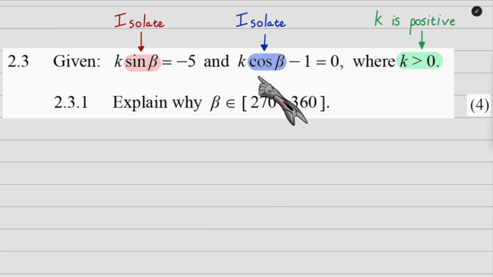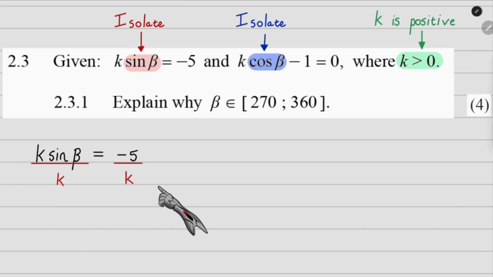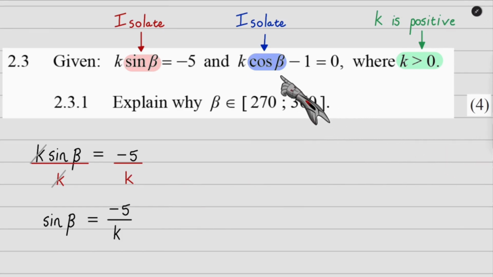Let's start off with the sine. And as discussed earlier, to get sine on its own, I'm going to divide both sides by k. And then those k's cancel, and I'm left with sine beta equals minus 5 over k. Okay, now it's the cos's turn to get manipulated, my friend. Let's grab him and manipulate.